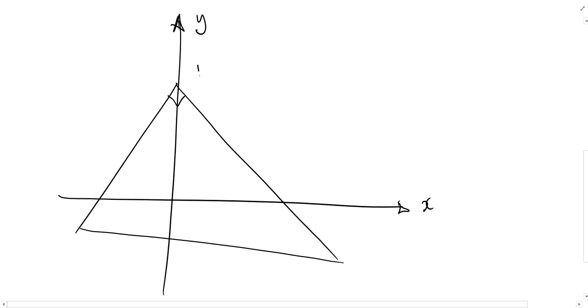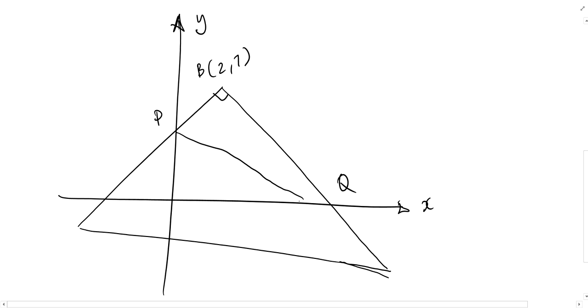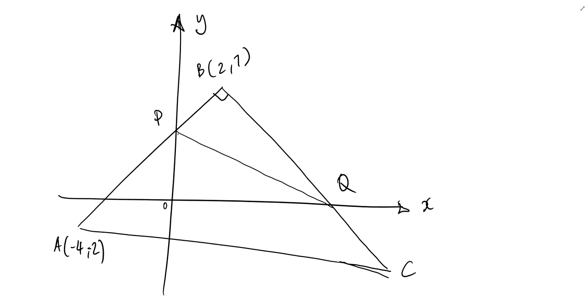So this is B, 2, 7. Oh no, wrong drawing. Okay, this one right angle. P, Q. Horrible. I have just drawn the diagram.